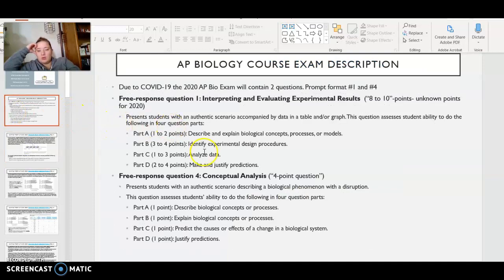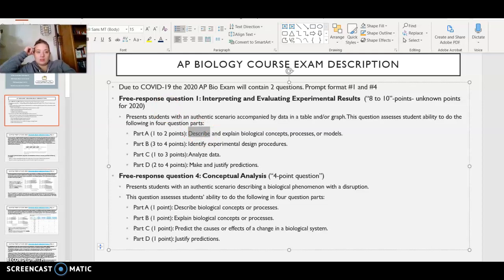So you will have 2 questions on your AP Bio test. Style number 1 is interpreting and evaluating experimental results. They say it's 8 to 10 points, but for this year, you're not going to know how many points it's actually worth. But part A is going to actually have you describe something.